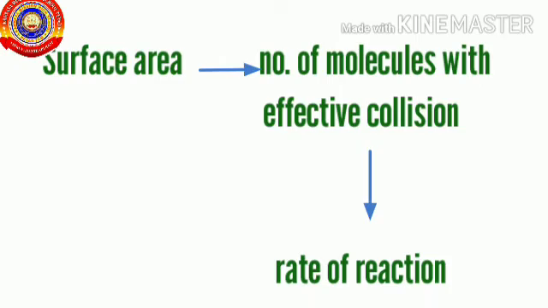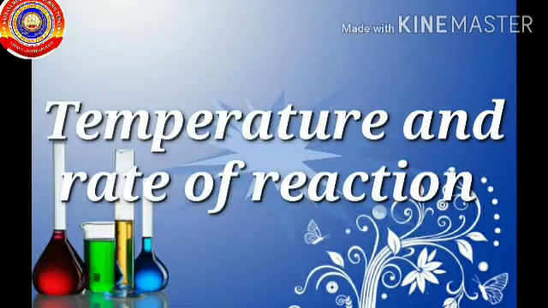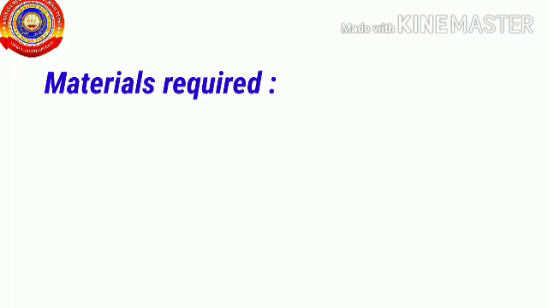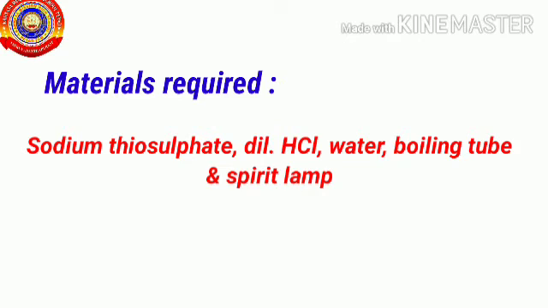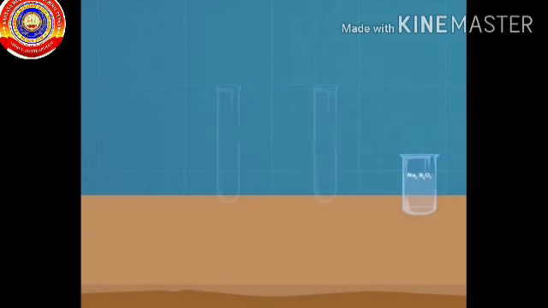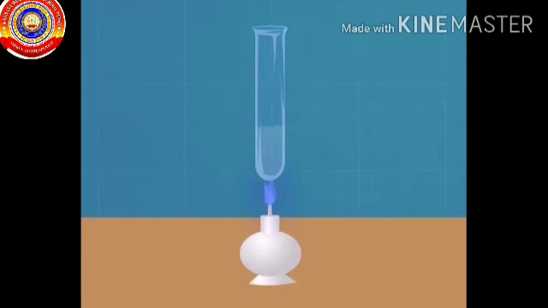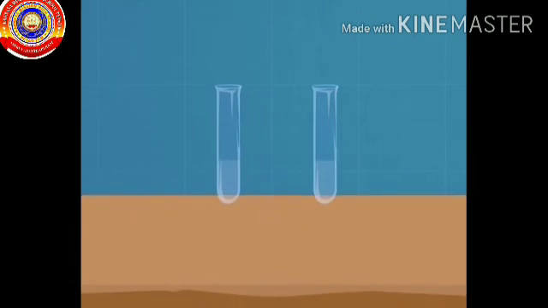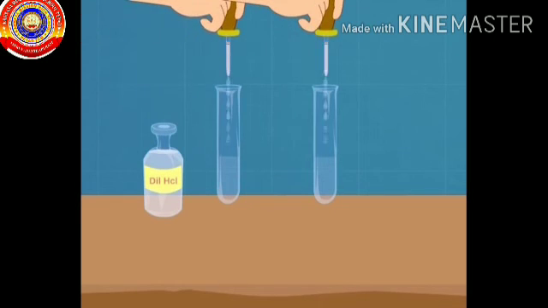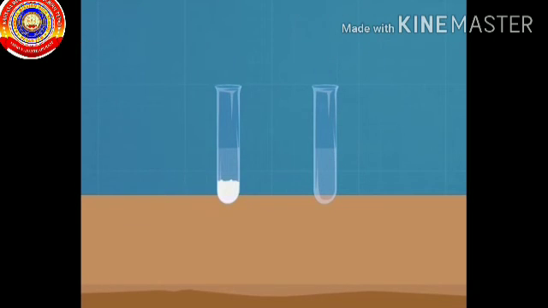Okay, now let's move on to the next experiment, temperature and rate of reaction. The materials required for this reaction are sodium thiosulfate, dilute hydrochloric acid, water, boiling tube and spirit lamp. Take equal volume of dilute sodium thiosulfate solution in two test tubes. Heat one boiling tube for some time. Add dilute hydrochloric acid in equal amount in both the boiling tubes.